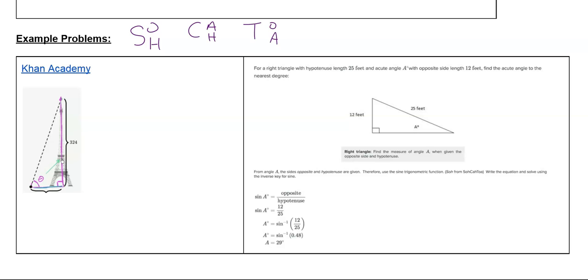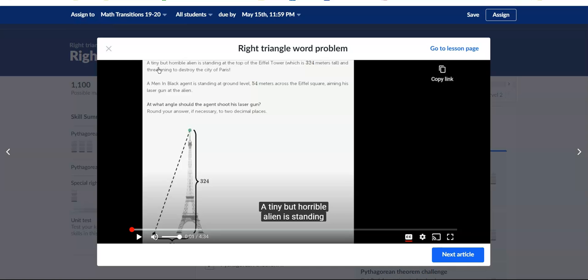And so therefore, we need to make sure we know which angle we're curious about and then what information we have. Okay, so if you click on the link that goes with this Eiffel Tower picture, it says a tiny but horrible alien is standing at the top of the Eiffel Tower, which is 324 meters tall, and threatening to destroy the city of Paris. A man in black agent is standing at ground level 54 meters across from the Eiffel Tower, across Eiffel Square, aiming his laser gun at the alien. At what angle should the agent shoot his laser gun?